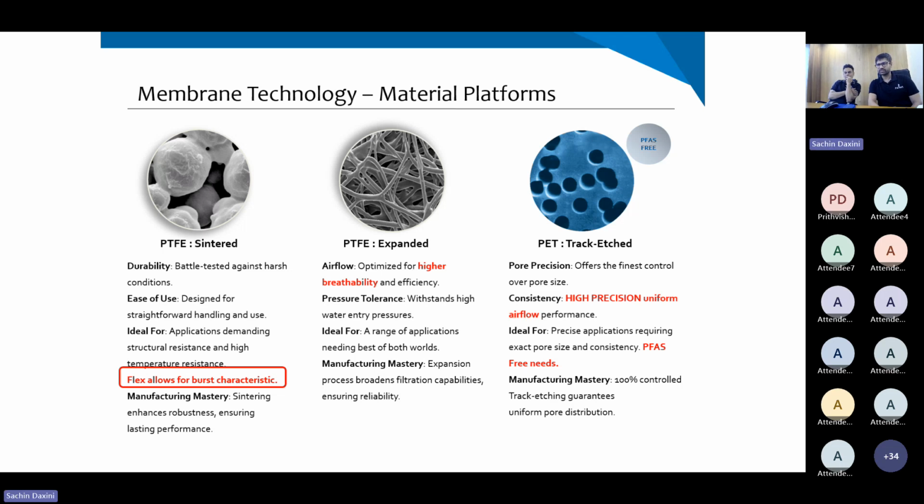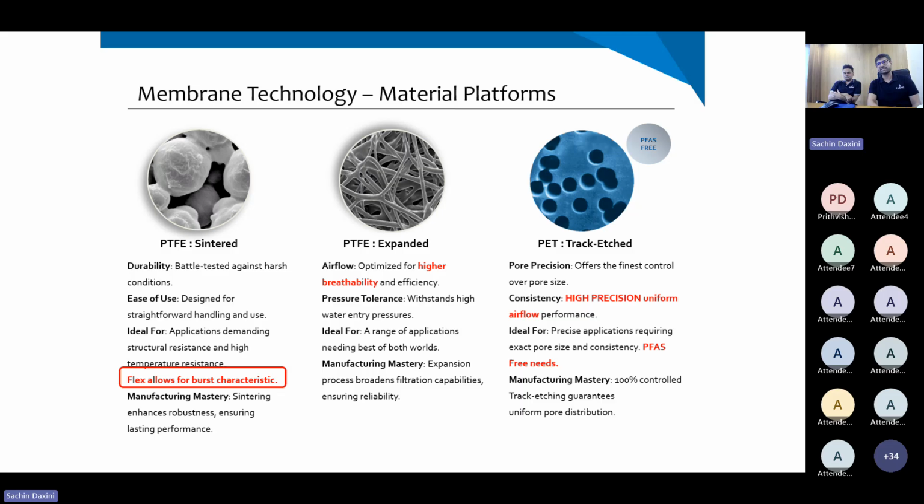The last one is a track etched material. This is what Oxyfen manufactures, our partners in Germany. So this is a high precision membrane. The real benefit of this material is, firstly, if you're looking for very precise flow rates, then this is the material of choice. PTFE cannot match the precision of this technology. The other part of the track etched material is that it is PFAS free. So our friends from Europe and from the US, you would be very much aware of PFAS regulations which are coming in, and PFAS is a chemical essentially which is harmful for the environment.